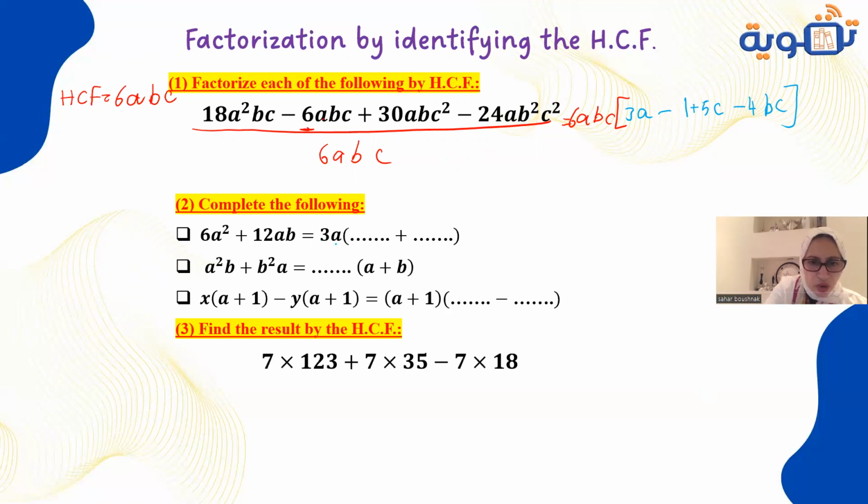In this case, he gives me the common factor, so I will divide. 6 divided by 3 will be 2. A power 2 divided by A will be A. 12 divided by 3 will be 4. 8 will go with A, and then I will still have B.